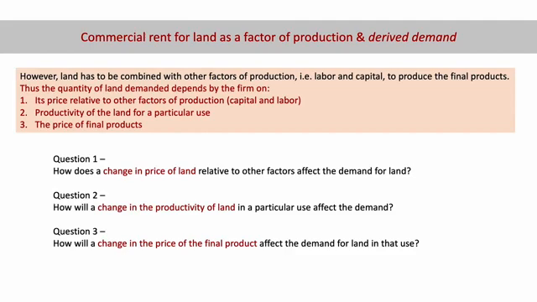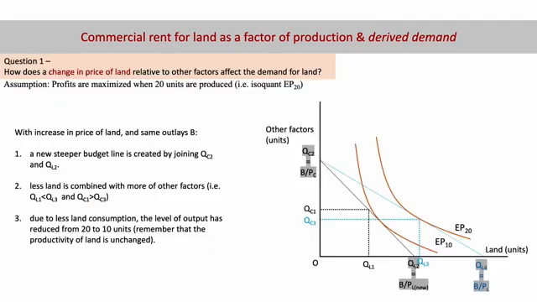We have discussed that supply is fixed but is flexible in regard to multiple uses. And now we are talking about the demand of land and how the demand of land changes because of change in price of land, change in productivity of land, or change in price of final products. So let's look at question number 1, that how does the change in price of land relative to other factors affect the demand for land?